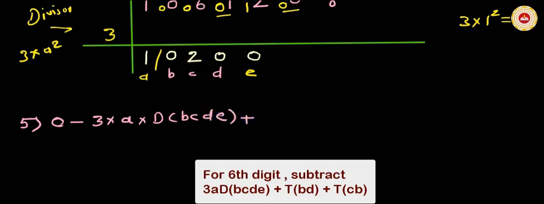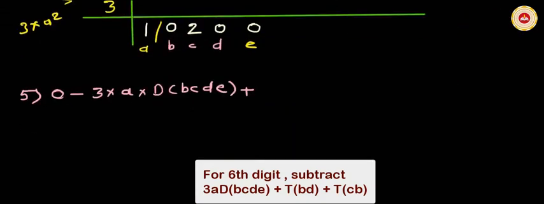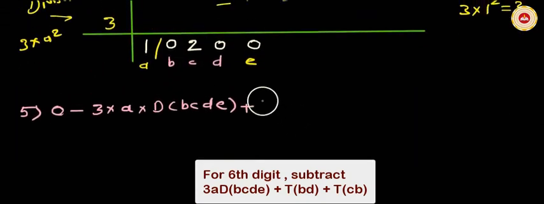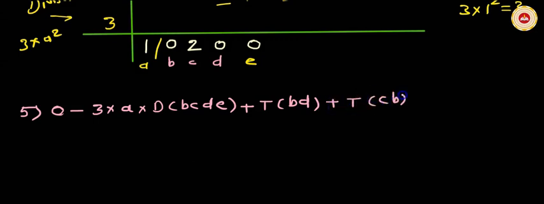plus triplex of bd plus triplex of cb. Okay, put this in a bracket. Okay, which is equal to, now let us solve it.